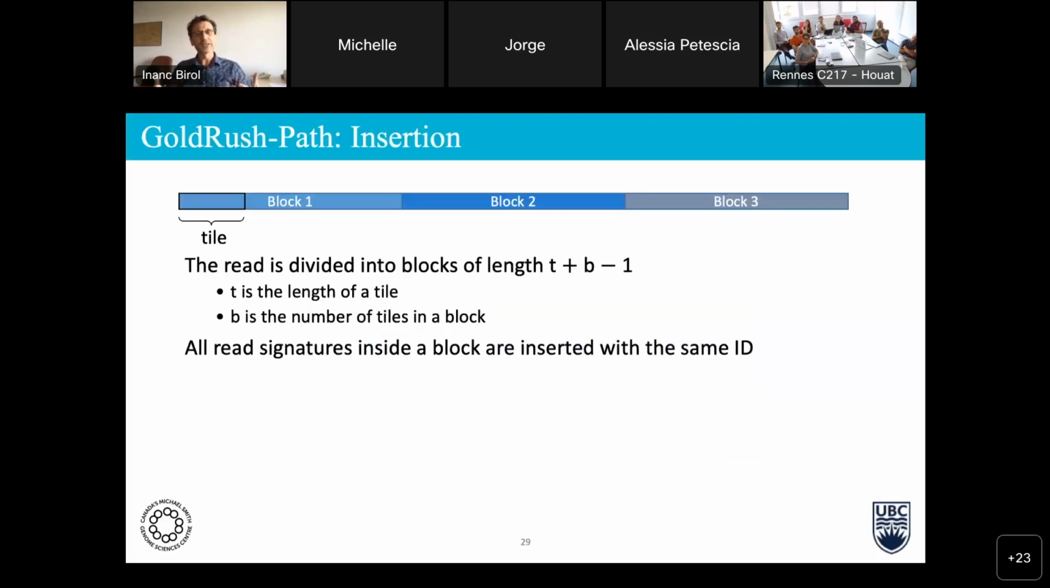Then for the insertion, we divide reads into blocks of size B. That's the number of tiles in a given block, and then we record all read signatures inside the block using the same index. So the more indices, the better for MyBF, up to a point, of course. You would still have to stay within the bounds of say a 16-bit integer or something like that.